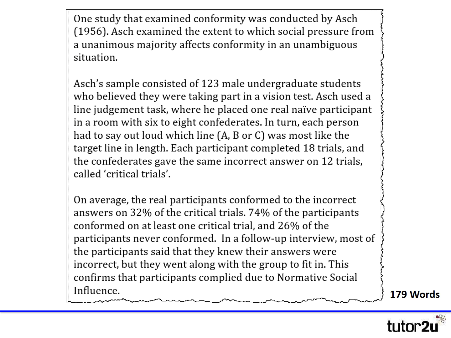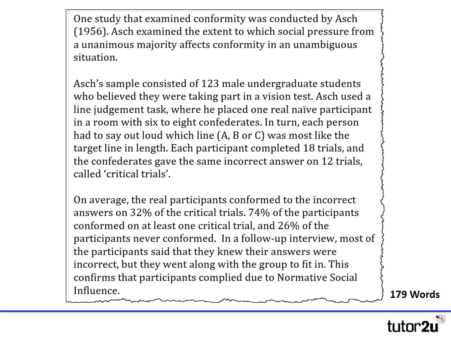One study that examined conformity was conducted by Asch in 1956. He examined the extent to which social pressure from a unanimous majority affects conformity in an unambiguous situation. Okay. Asch's sample consisted of 123 male undergraduate students who believed they were taking part in a vision test. Asch used a line judgment task where he placed one real naive participant in a room with 6 to 8 confederates. In turn, each had to say out loud which line A, B or C was most like the target line in length. Each participant completed 18 trials and the confederates gave the same incorrect answer on 12 trials, known as critical trials. On average, the real participants conformed to the incorrect answers on 32% of the critical trials.